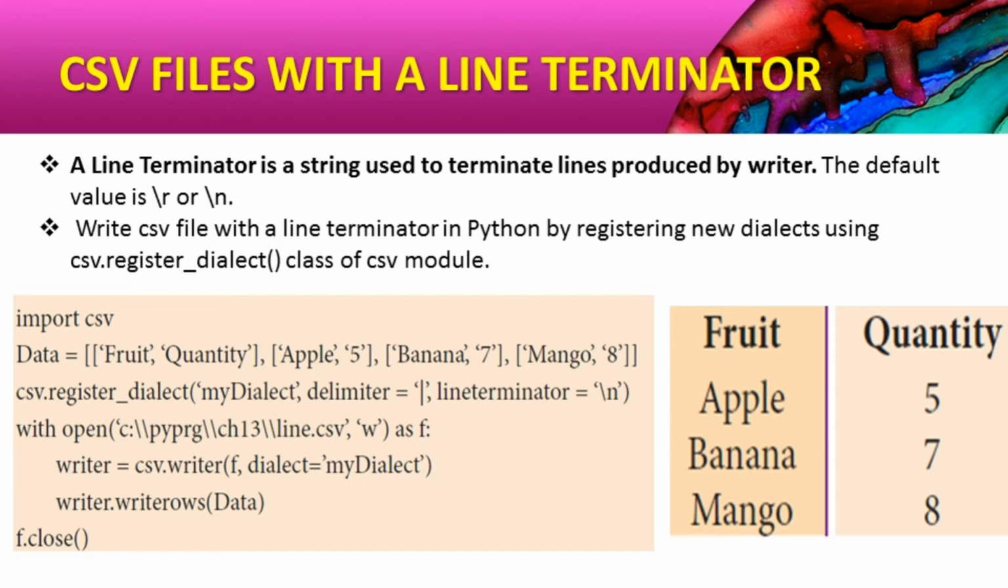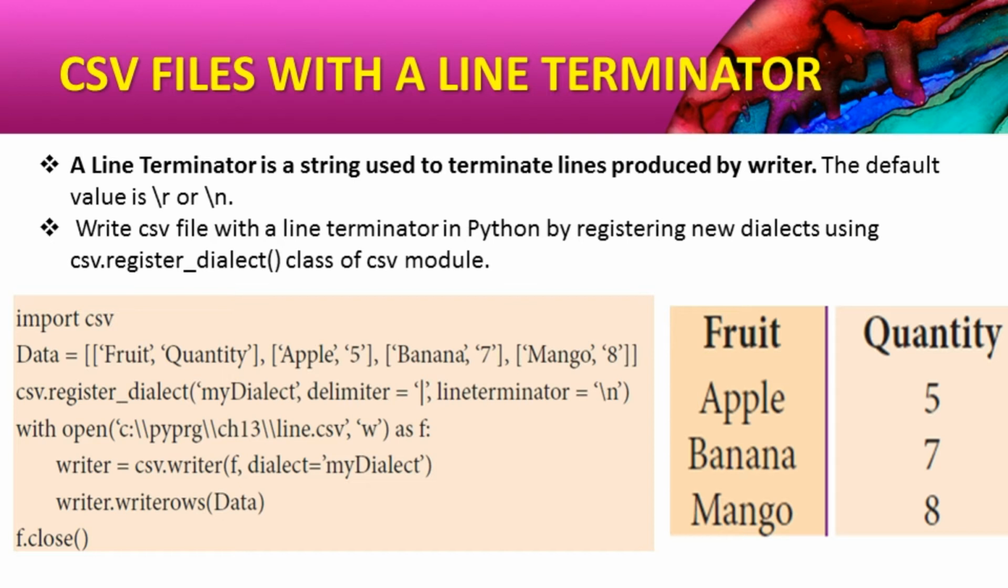So this is nothing but the terminator which is used for terminating lines. A line terminator is a string which is produced by the writer for the purpose of terminating lines. And also we can use some default values, that is \r or \n.